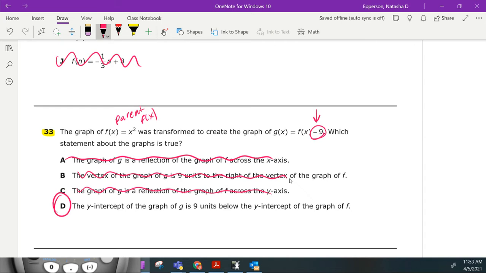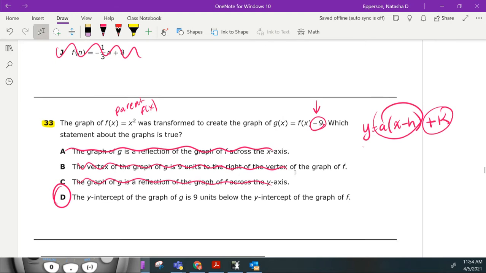But let's look. The intercept of the graph is 9 units below the y-intercept. Yes, that is correct. We shifted the graph 9 units down because it's outside the parentheses and it's minus 9. Think about vertex form. Y is equal to a, x minus h, plus k. If this is not changed, if it's still f of x, then the only thing that we've done is we've shifted it up or down vertically. We've changed the vertex up or down, okay?